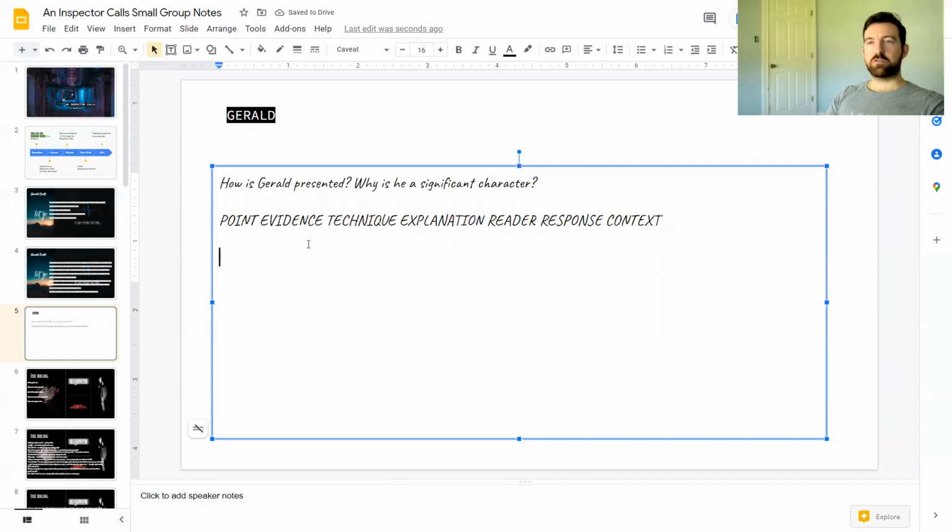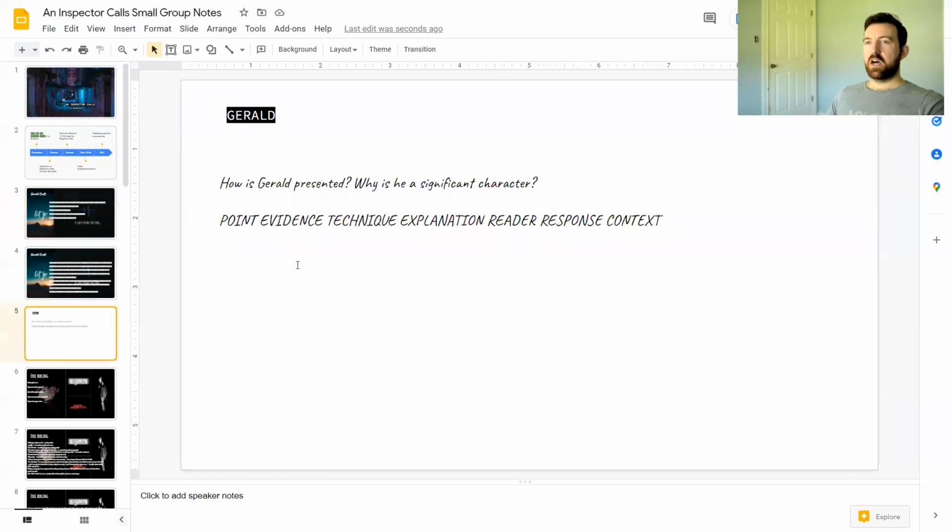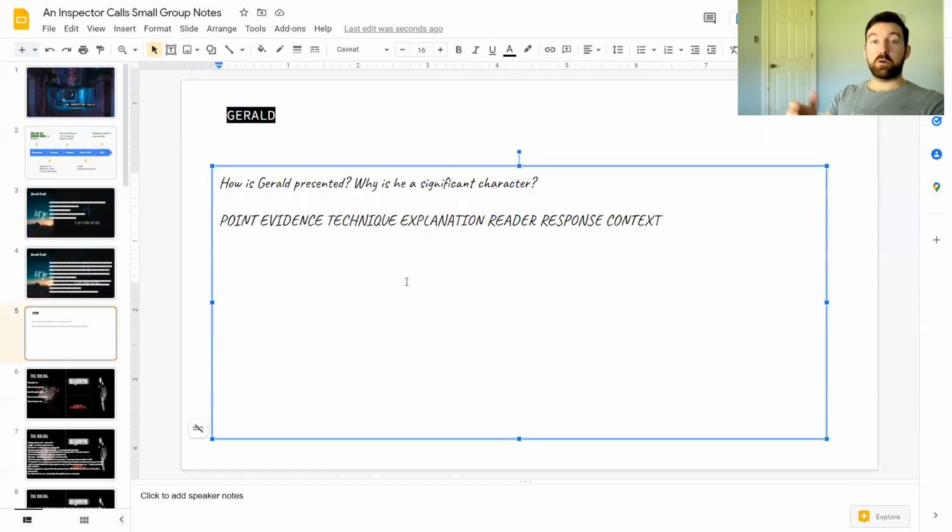So let's talk about Gerald. How is he presented and why is he significant? So as usual, the beginning bit here where I give you a few ideas, these are some of the points that you could use to write some paragraphs. So I like the idea of the fact that Gerald represents the bridge between the older generation and the younger generation. I really like that one. So I'm going to do that one because I'm making the video, so I can do whatever I want, basically. I think it's also a helpful paragraph for you.